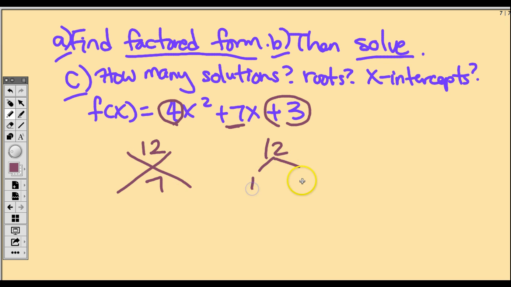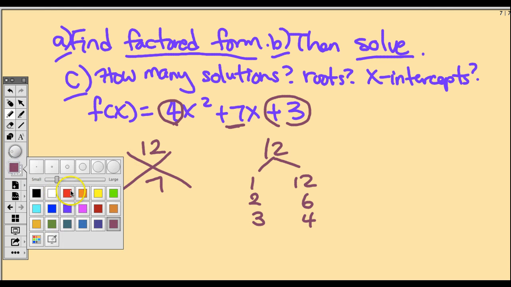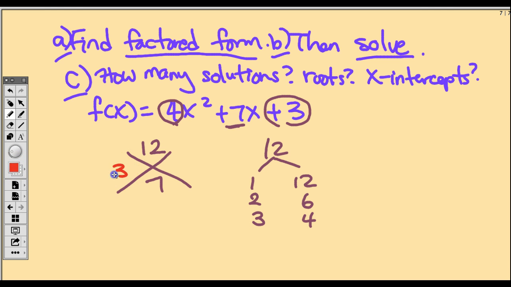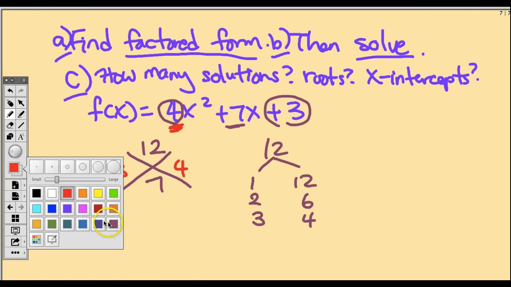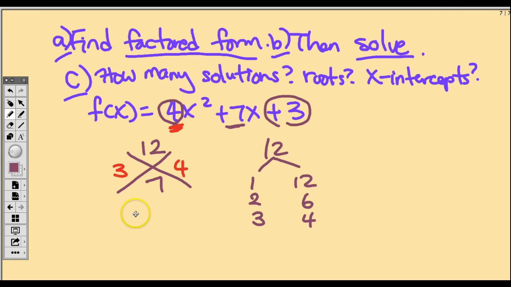So I told you to start with 1. 1 and 12, and then 2 times 6 is 12, and then 3 times 4. And you know what? I could stop right now because I already know that 3 times 4 is 12, and also 3 plus 4 is 7. So then because I have a leading coefficient 4, I told you that what you have to do is now use the fraction bar and put the 4's on top.